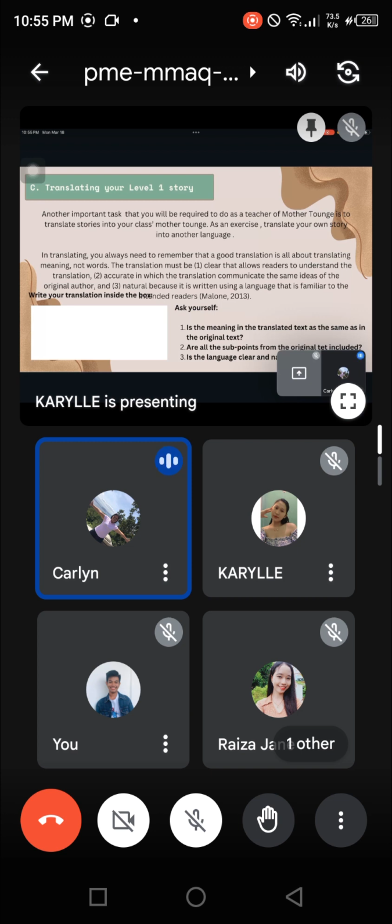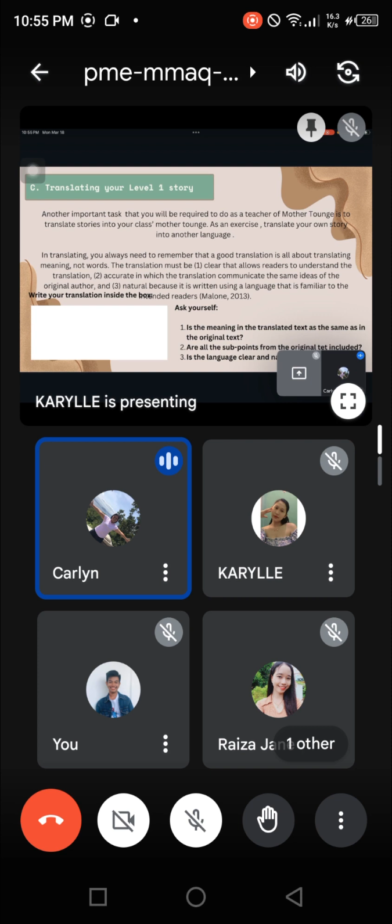Pangalawa, accurate in which the translation communicate the same ideas of the original author. So sa pagta-translate, hindi lang basta i-translate mo siya ng English to Kapampangan, kundi kukunin mo yung punto nung nagsusulat, halimbawa ikaw nagsulat, kukunin mo yung punto kung ano yung gusto mong ipahiwatig doon sa learners. Kaya dapat malinaw at saka accurate yung translation natin mula English or Filipino to Kapampangan.